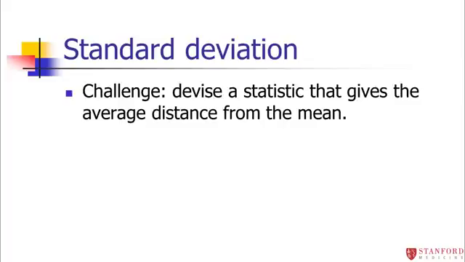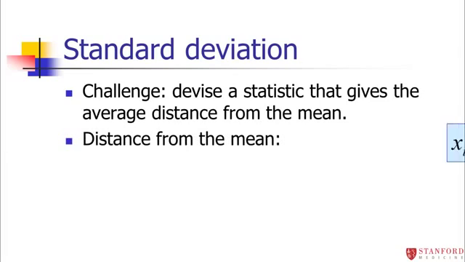So probably your first instinct on this is to, first of all, think about what's distance from the mean. How would I quantify distance from the mean? To measure the distance from the mean, what you're going to want to do is subtract an observation's value from the mean value. That will give you a distance.